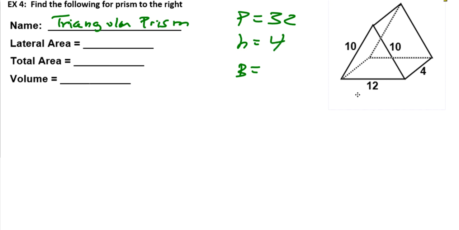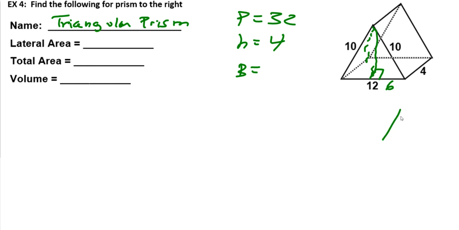Area of the base, you can use Heron's formula, which, well, being online learning, I don't think we've gone over that. So what you would have to do is, well, we have an isosceles triangle. So an isosceles is pretty easy to find. You drop your altitude. And there's an altitude right here. So if that's 12, this is 6.